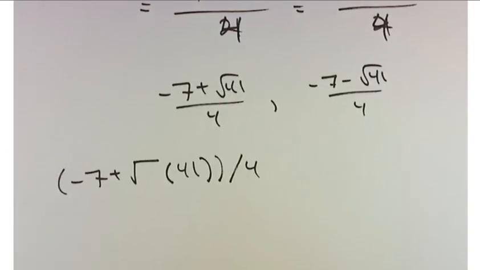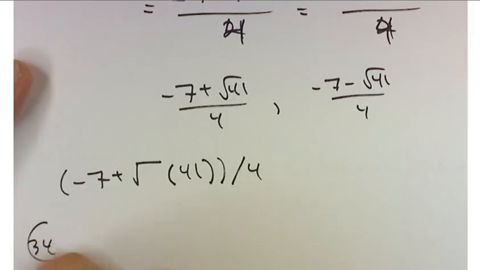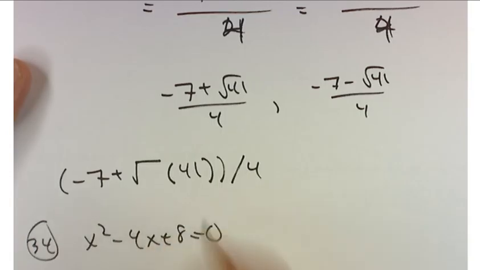Let's try a few more. My goal is to give you a few more, and then we're going to break you up into groups and let you work on a few. So let me show you some of the other things that can happen when you're working with these types of equations. Let's jump up to problem number 34. X squared minus 4x plus 8 equals 0.